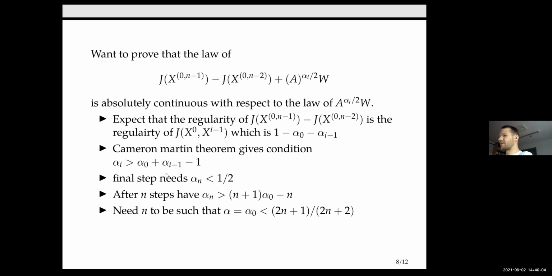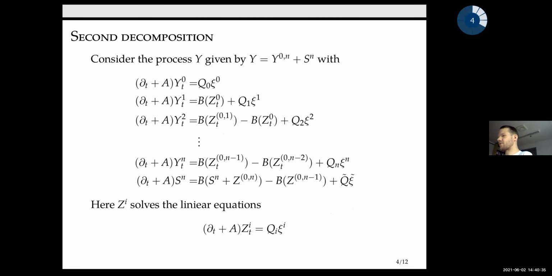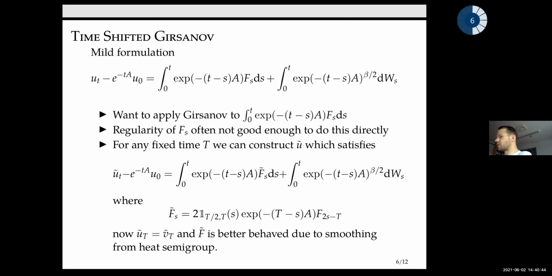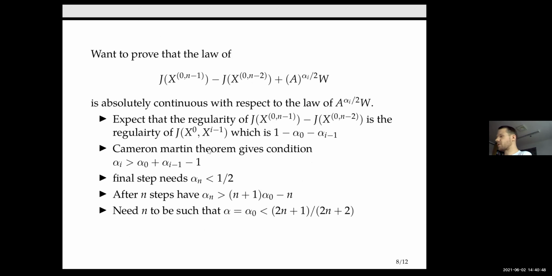And so if you do the induction on this condition, so you iterate it a lot of times, then you get that alpha_n has to be bigger than (n+1) times alpha_0 minus n, which implies that alpha has to be less than (2n+1)/(2n+2). So the computation works if alpha is less than 1, and the closer alpha is to 1, the bigger n needs to be. So the more levels you need in this decomposition. This is the reason you need this general decomposition, and you can't just quit after one step, because it's really imposed upon you by these regularities.